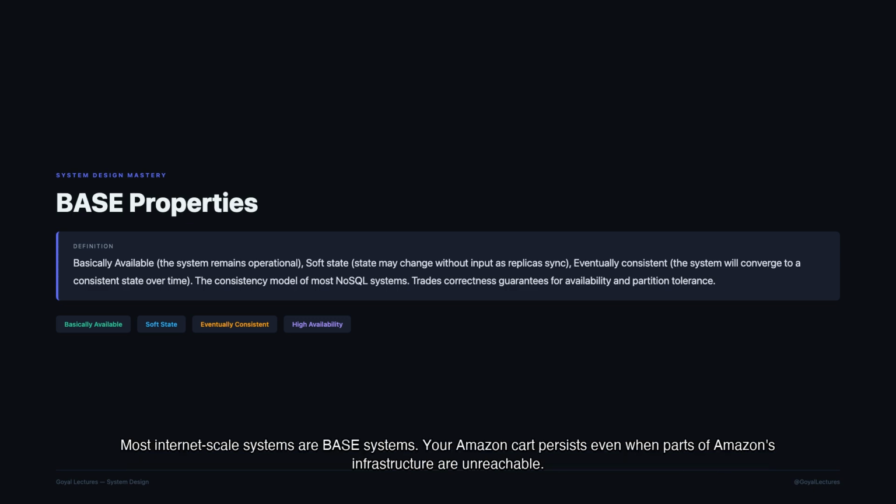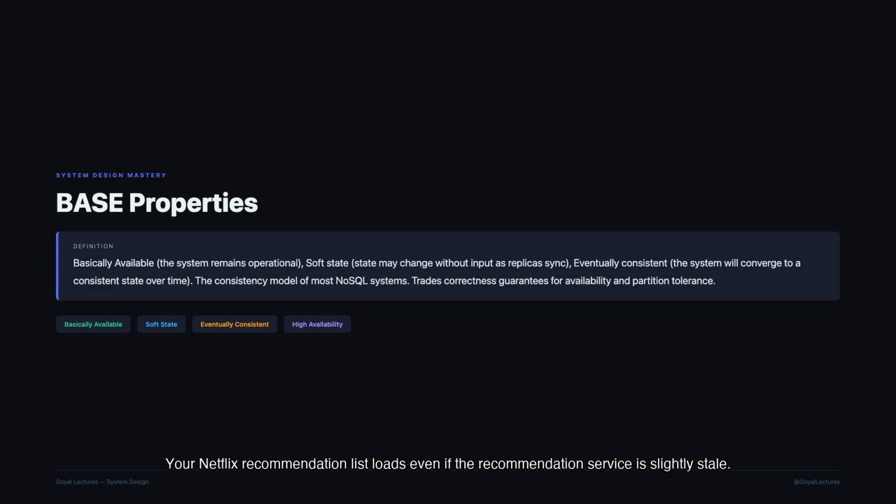Most internet-scale systems are BASE systems. Your Amazon cart persists even when parts of Amazon's infrastructure are unreachable. Your Netflix recommendation list loads even if the recommendation service is slightly stale. These systems chose availability over perfect consistency, and for their use cases, that's the right trade. The critical question isn't ACID or BASE, it's what is the cost of inconsistency in your specific system. For a bank transfer, inconsistency is catastrophic. For a social media like count, inconsistency is invisible to the user.